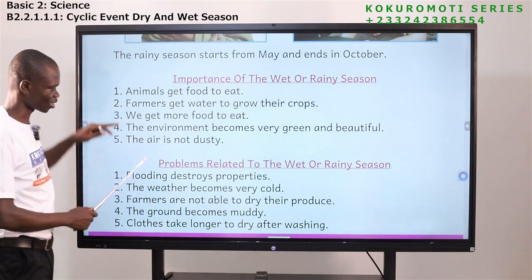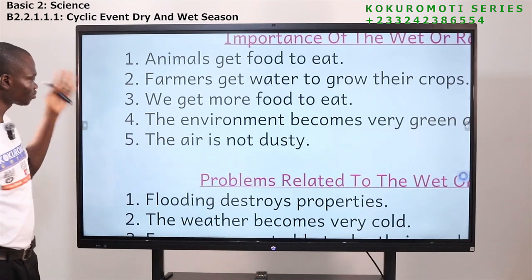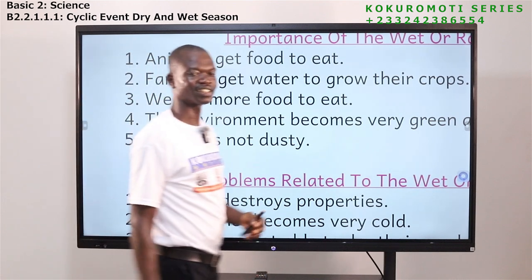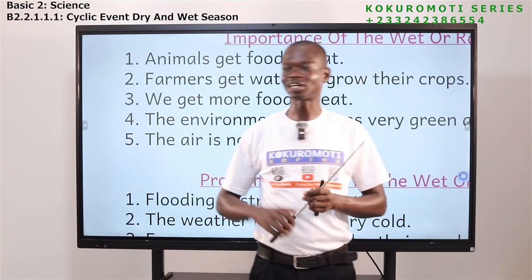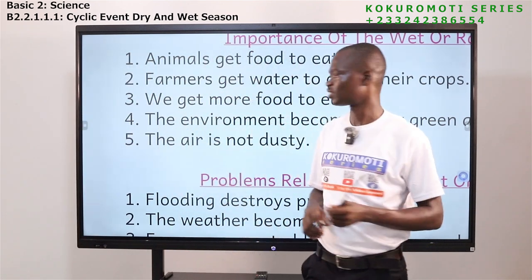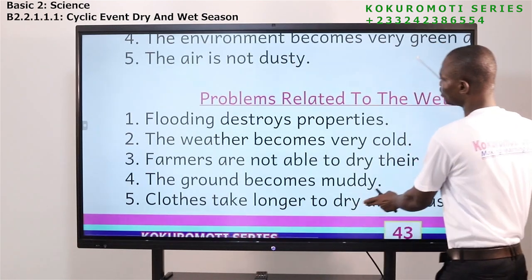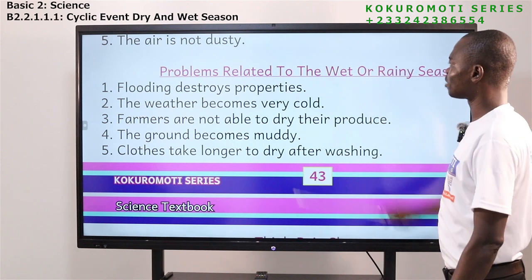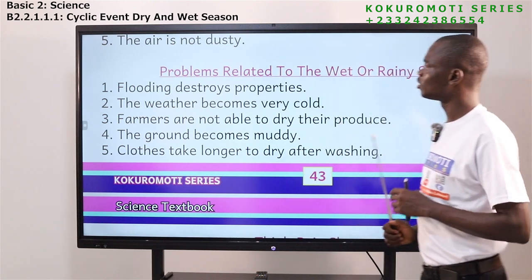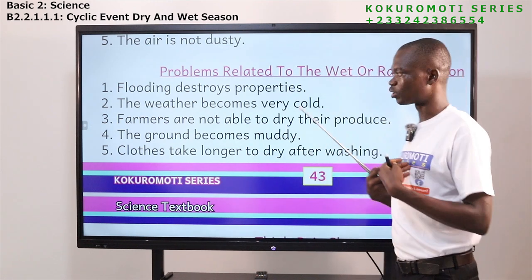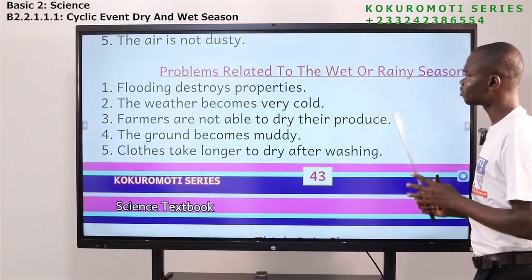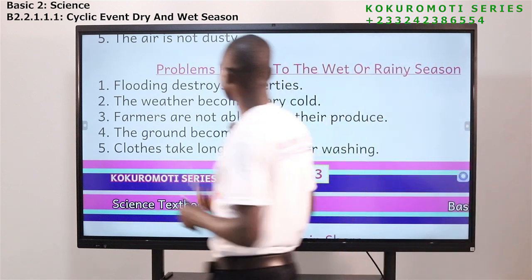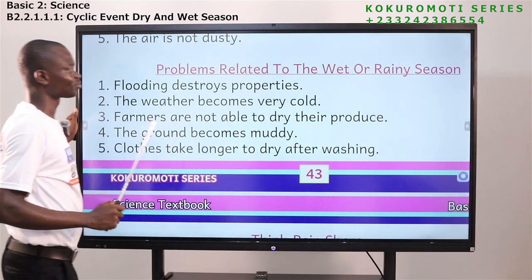At all. So the next one is that the air is not what? Dusty. During rainy season, the air is not what? Dusty. We are able to breathe and breathe well. Okay, so now, every good thing has its what? Bad side. We have seen that during rainy season, there are a lot of things that happen for our good. Now let's look at the challenges or the problems related to wet or rainy season.